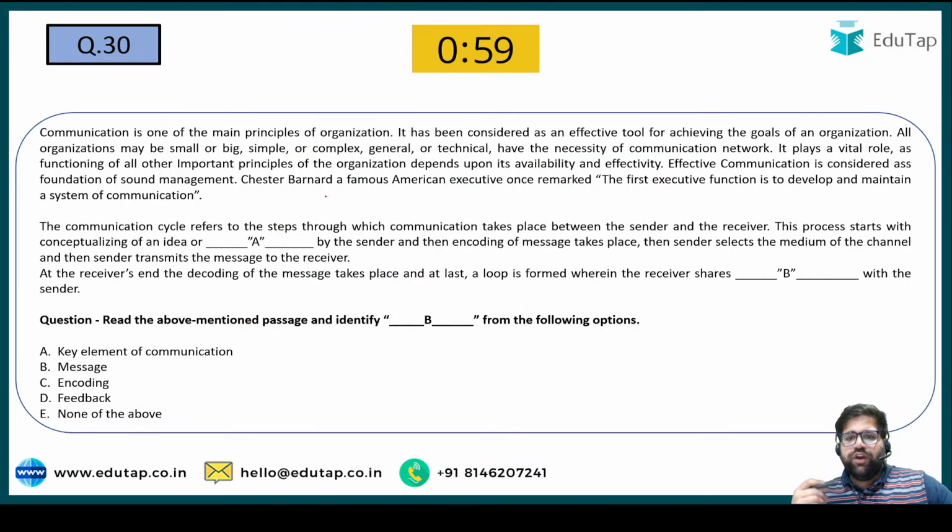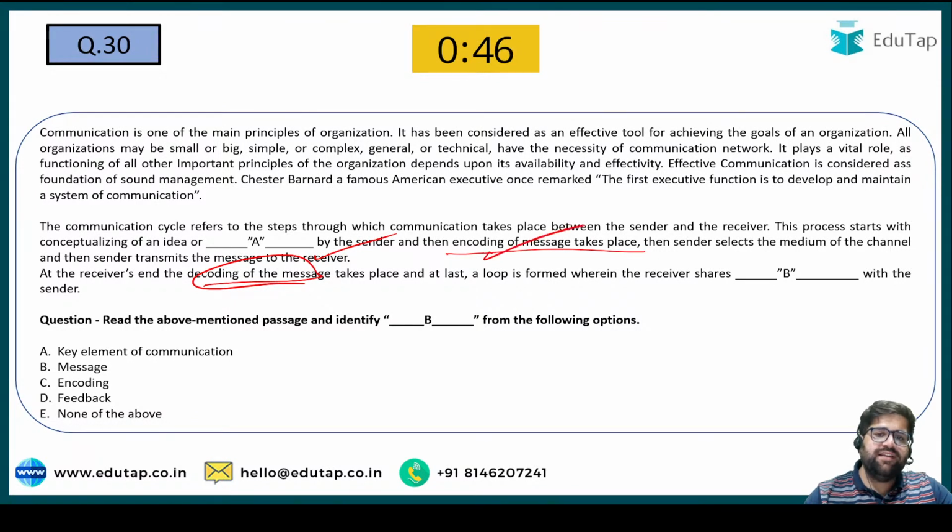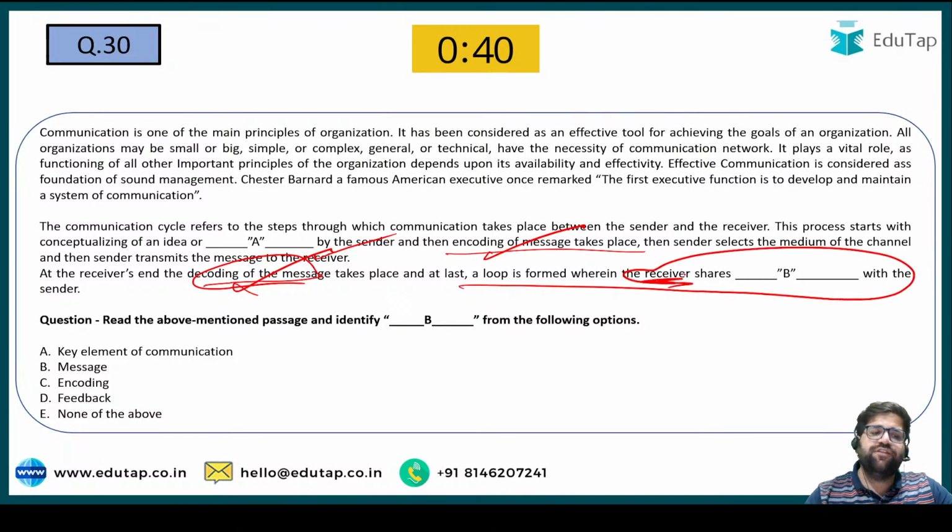Okay, and then encoding of the message takes place. Then you encode that message. Then the sender selects the medium of the channel, and then the sender transmits it to the receiver. Now the receiver receives the message, then he decodes it. Okay, because encoding is done, the decoding has also been done. And then there is a loop wherein the receiver shares the feedback.